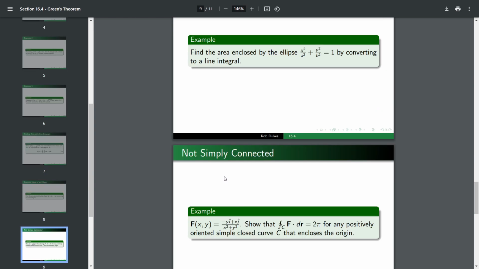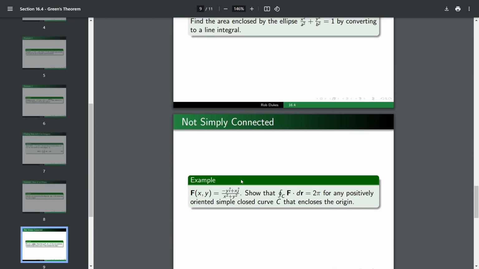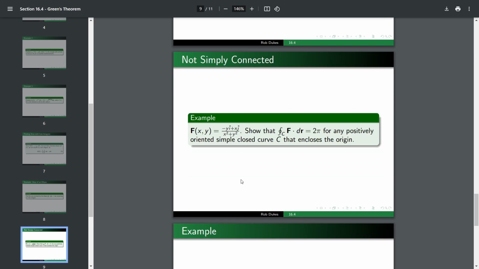Let's go on to the next. Now, one of the rules can happen if we are not simply connected. Our region is not simply connected. So let me explain what this means. F of x, y equals negative y i plus x j over x squared plus y squared. I want to show that the integral of F dot dr equals 2 pi for any positively oriented simple closed curve C that encloses the origin.